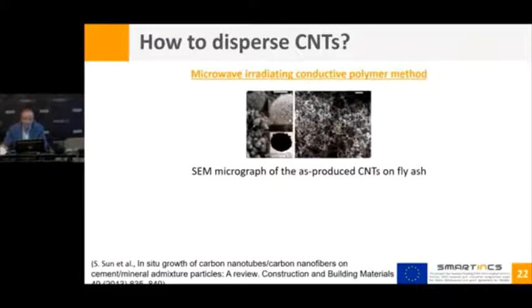And here, as you can see, you have the microwave growth of the CNTs, in this case onto fly ash particles. As you can see on this low magnification SEM micrograph, the particle of fly ash was fully covered by the carbon nanotubes. So again, the dispersion was easier with respect to the mechanical dispersion you have to do.